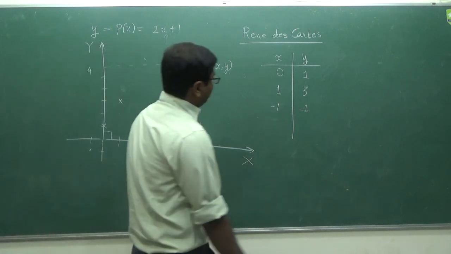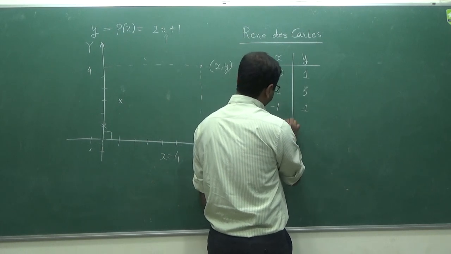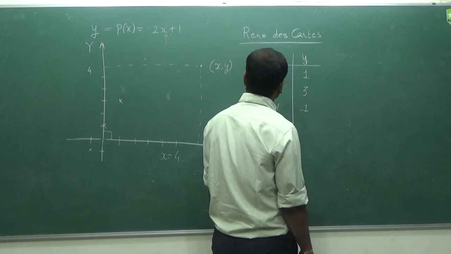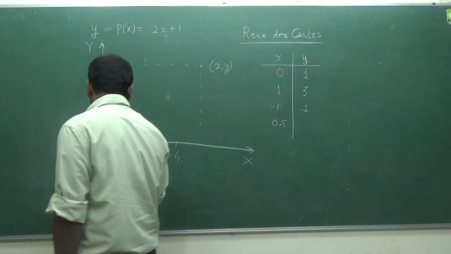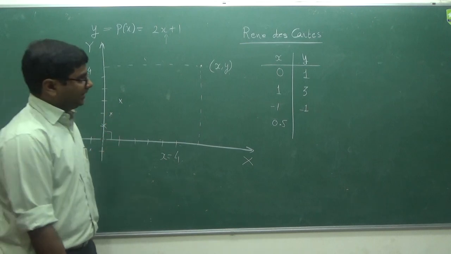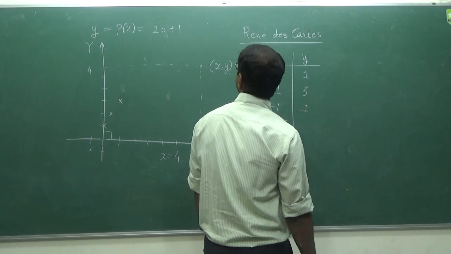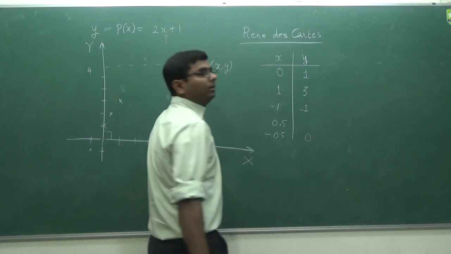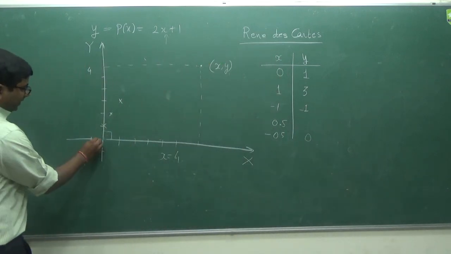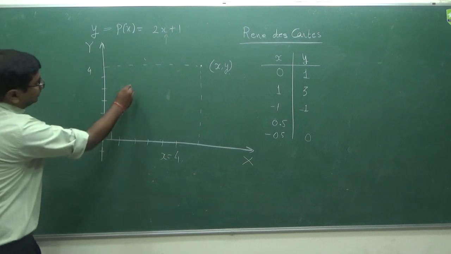Let's try some more. Let us say I have 0.5. Then 2. So this is 0.5. Okay, let us take minus 0.5. Then 0. So minus 0.5 is here, so this is the point. Do you see some trend, guys? This is a new line.